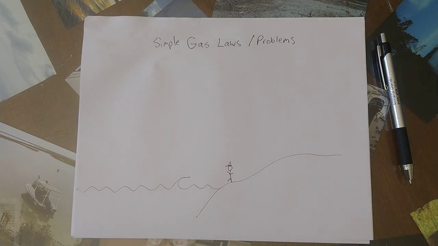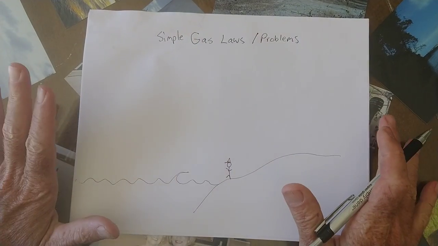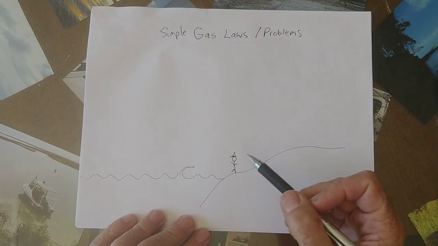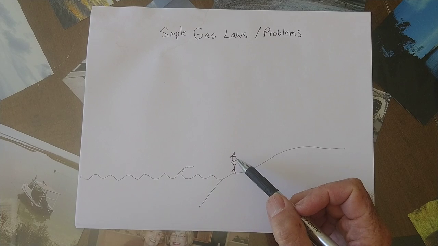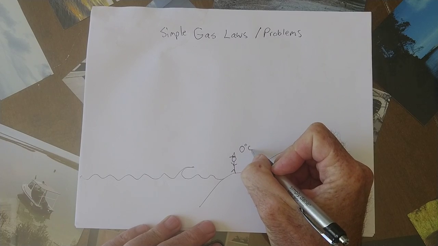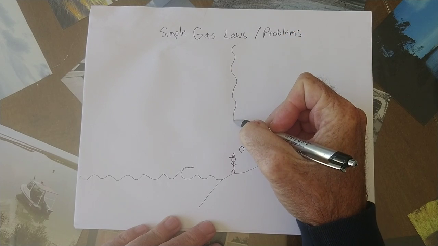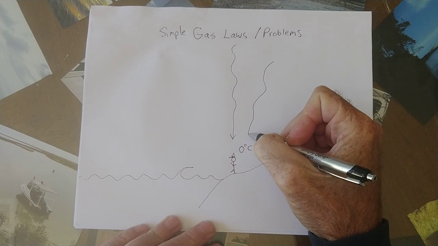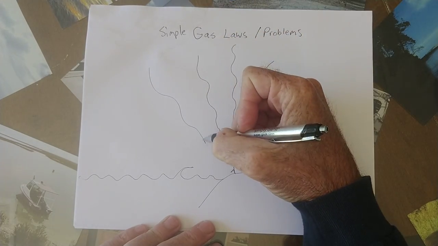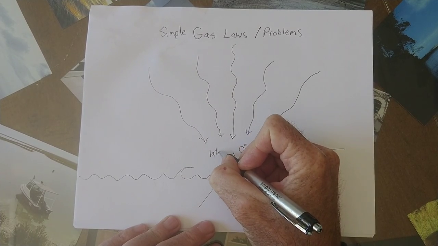Listen, I'm going to try to make this quick: simple gas laws problems, all right? There are some things you need to understand when we talk about temperature and pressure. Say you're at Topsail Beach in January and it's 0 degrees Celsius outside. At the beach you are at sea level, and all the air particles above you are squeezing you. At sea level, you would be under 1 atmosphere of pressure.